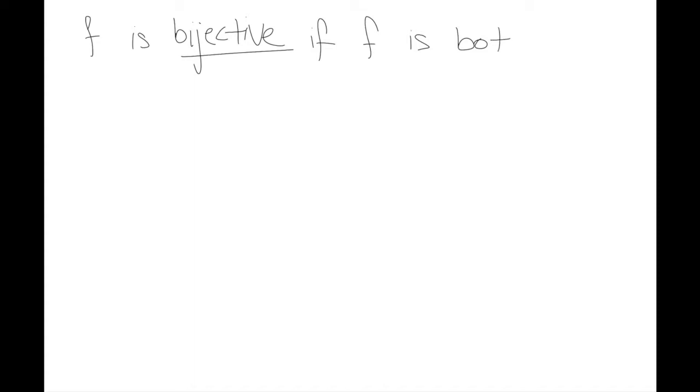So I want to continue the discussion that we began last week about injective and surjective functions, and specifically I'm going to look at what happens when we have a function f that is both surjective and injective. So f is called bijective if f is both injective and surjective.